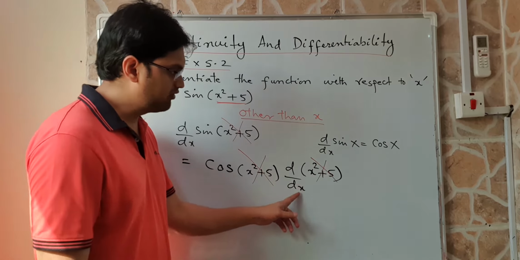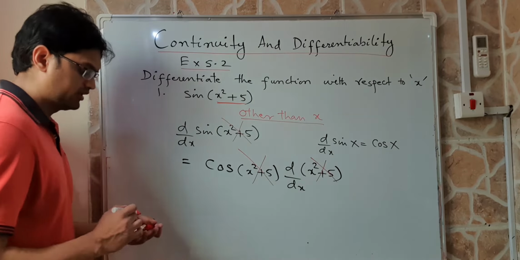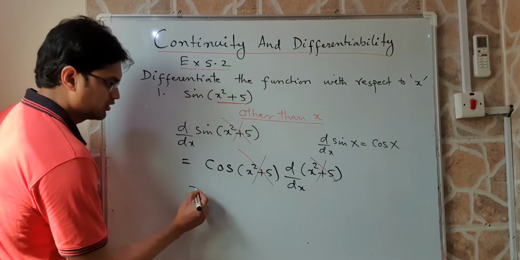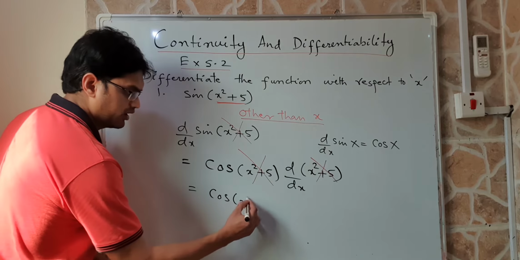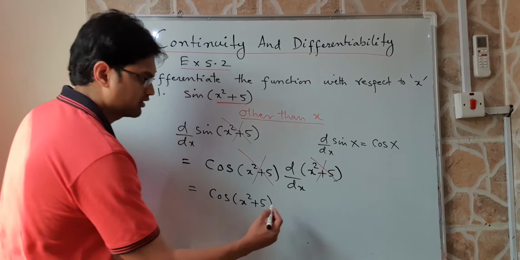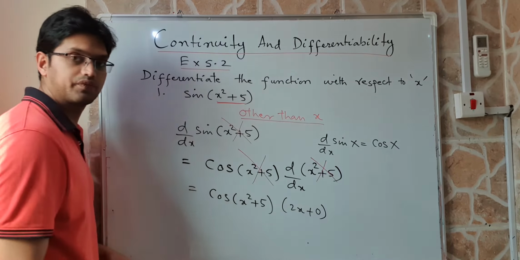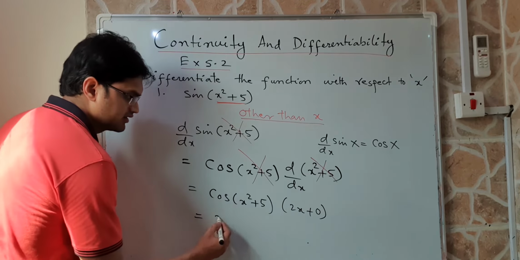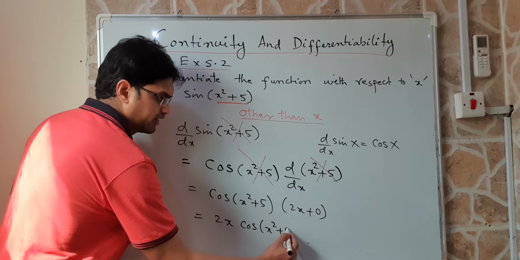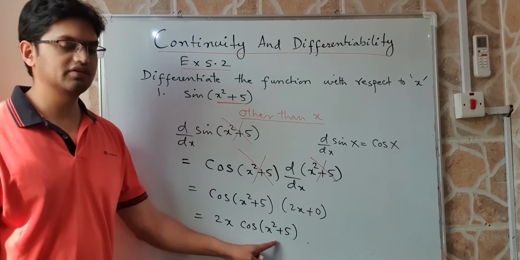And then take the derivative of x square plus 5. So what is the answer? It is equal to cos of x square plus 5 into, what is the derivative of x square? It is 2x, plus the derivative of the constant, which is 0. So the final answer is 2x cos of x square plus 5.